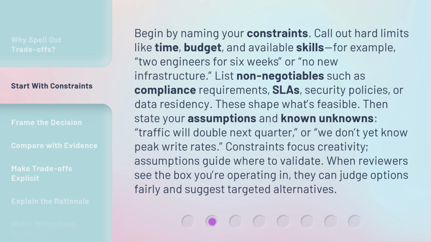Traffic will double next quarter, or we don't yet know peak write rates. Constraints focus creativity. Assumptions guide where to validate. When reviewers see the box you're operating in, they can judge options fairly and suggest targeted alternatives.